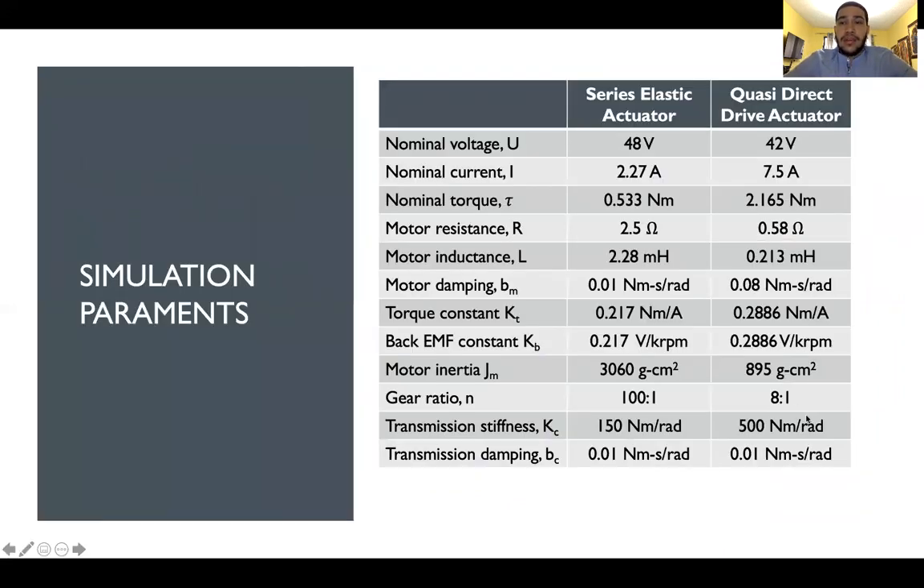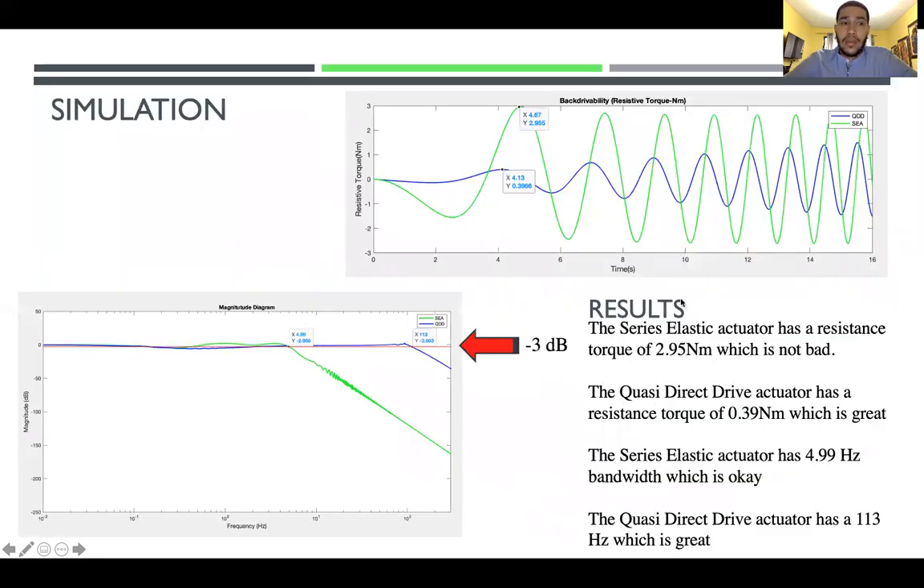As you can tell, the QDD actuator has a gear ratio of 8:1, while the Series Elastic Actuator has 100:1. When I calculated my results using Simulink, I found the SEA actuator has a resistant torque of 2.9, which is not that bad, while the QDD actuator has a resistant torque of 0.39, which is pretty great. It has very low resistance to moving the actuator.